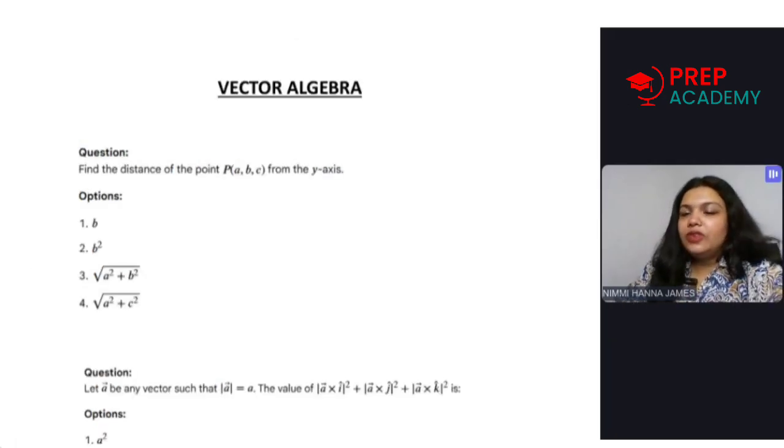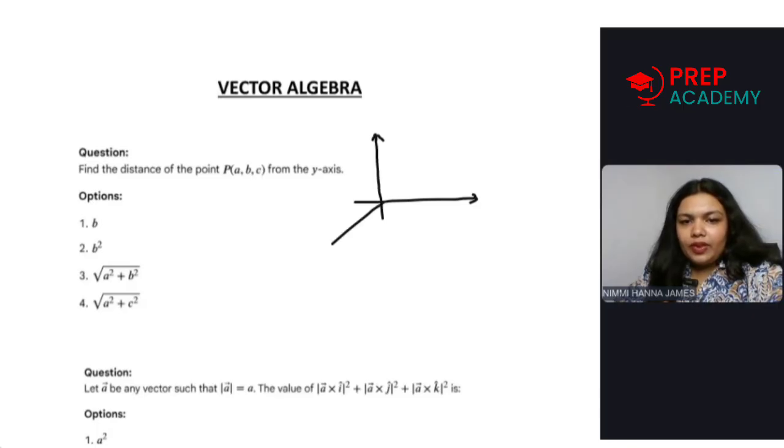Okay, so this is the first question. It's an MCQ question. Find the distance of the point P(a, b, c) from the y-axis. So this is a coordinate system, and P(a, b, c) is a point. Now we want to find the distance of this point from the y-axis.